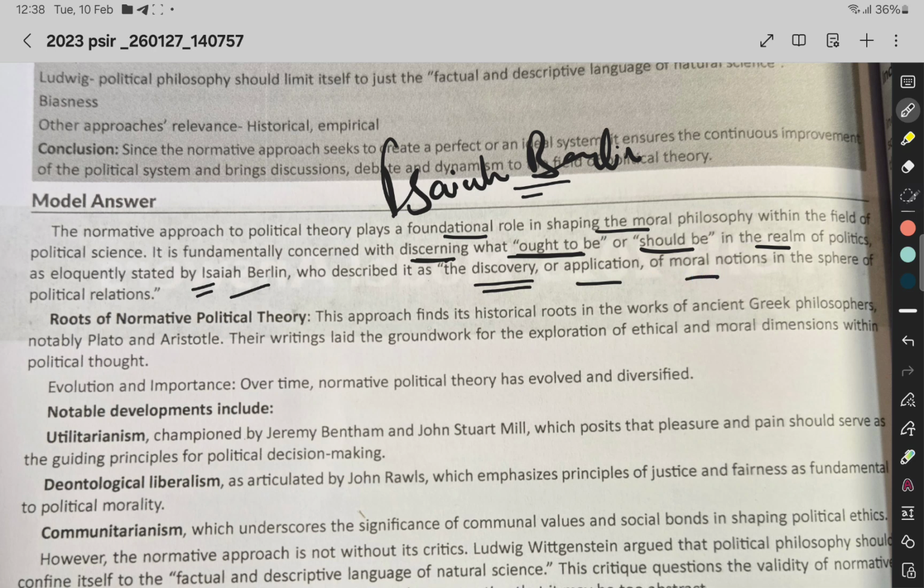Roots of normative political theory. This approach finds historical roots in the works of ancient Greek philosophers, notably Plato and Aristotle. The writings laid the groundwork for the exploration of ethical and moral dimension within the political thought. Evolution and importance over time, normative political theory has evolved and diversified. Notable development include utilitarianism, championed by Jeremy Bentham and Stuart Mill, which posits that pleasure and pain should serve as the guiding principle for political decision making.